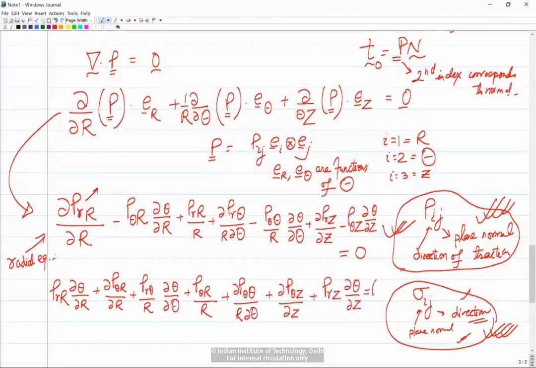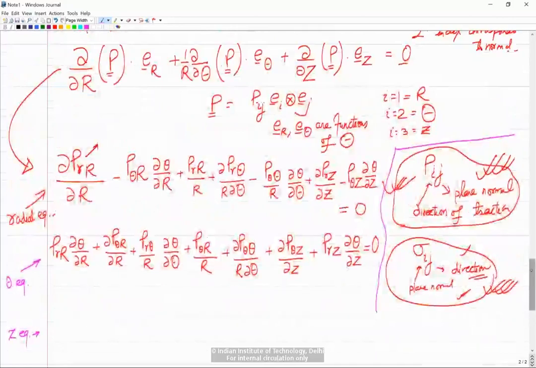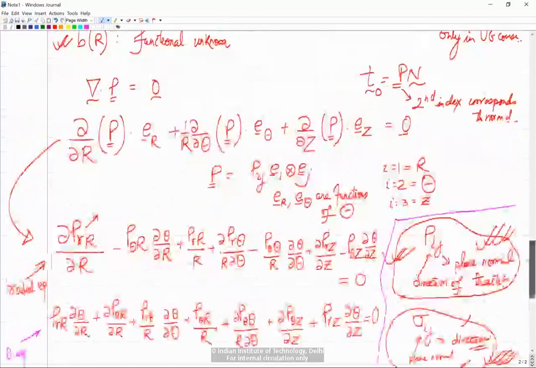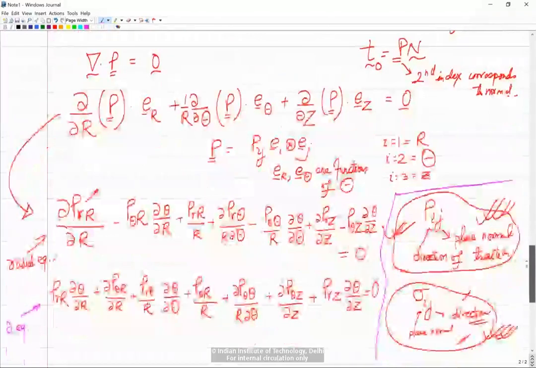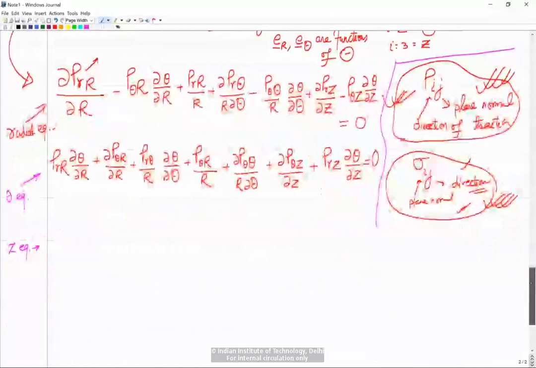So if you have any confusion, please feel free to ask me. I may be missing out several things, or I may be assuming several things. So please ask me. So this is the theta equation. And finally the Z equation. Sir, I'm not getting it. What is happening? See, I'm just writing down the divergence of P in the component form, but in cylindrical coordinate system. Do you remember when you expand divergence of P in Cartesian coordinate system, then what you get?